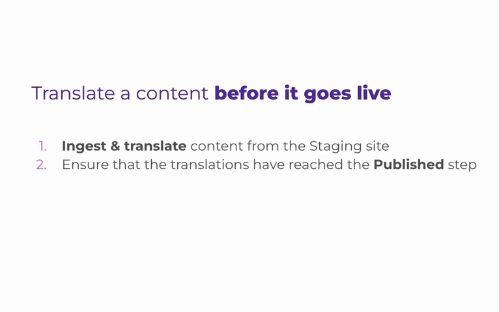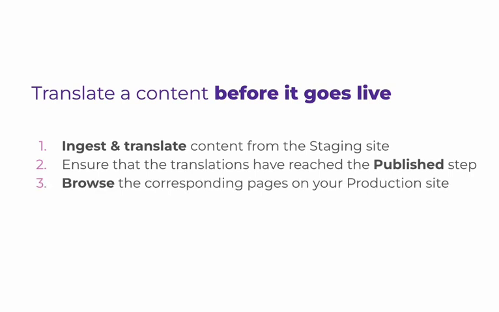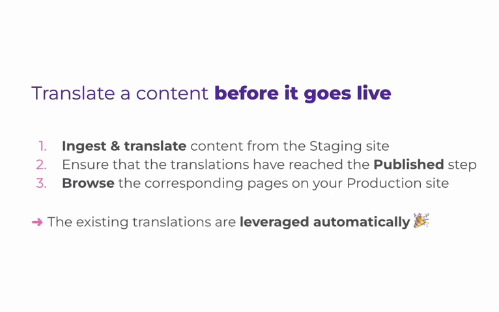In order to do so, simply browse the relevant pages on your localized production site. The existing translations from your staging environment are then applied automatically. To get more information on how to connect your Smartling project to your staging site, we would recommend reaching out to your Smartling representative for further guidance.